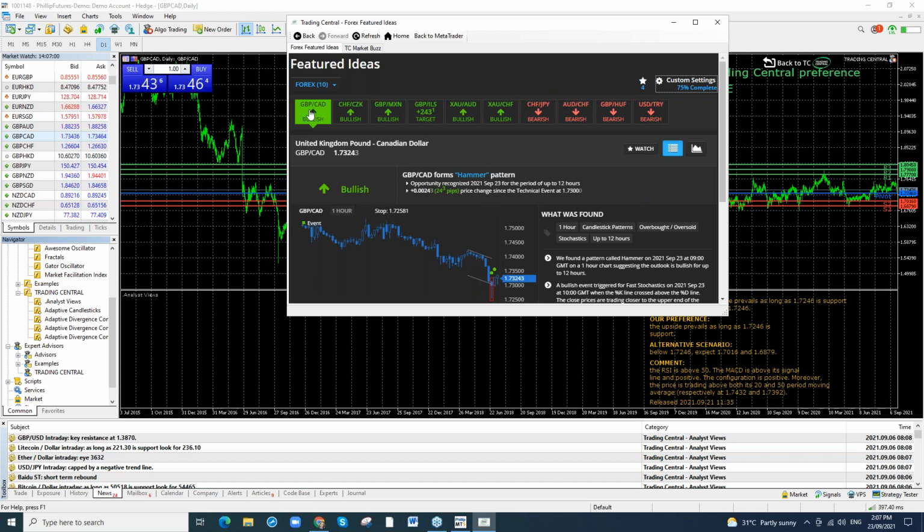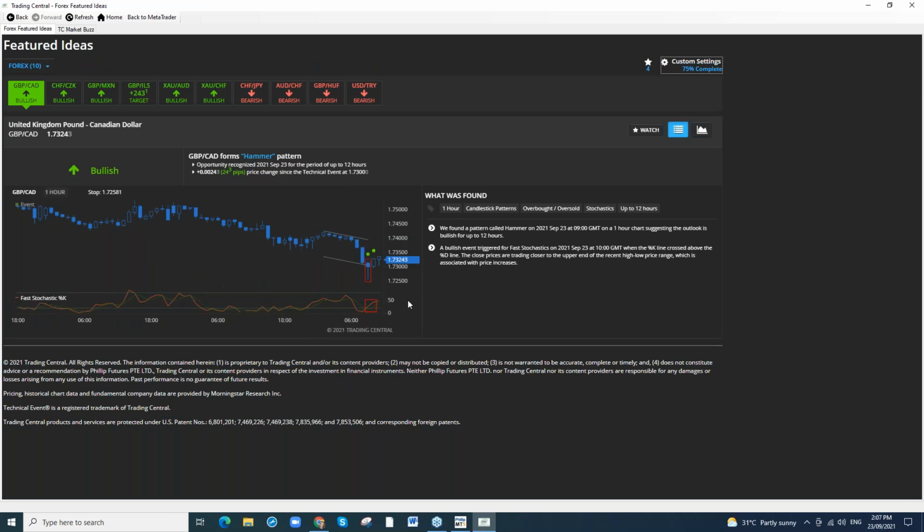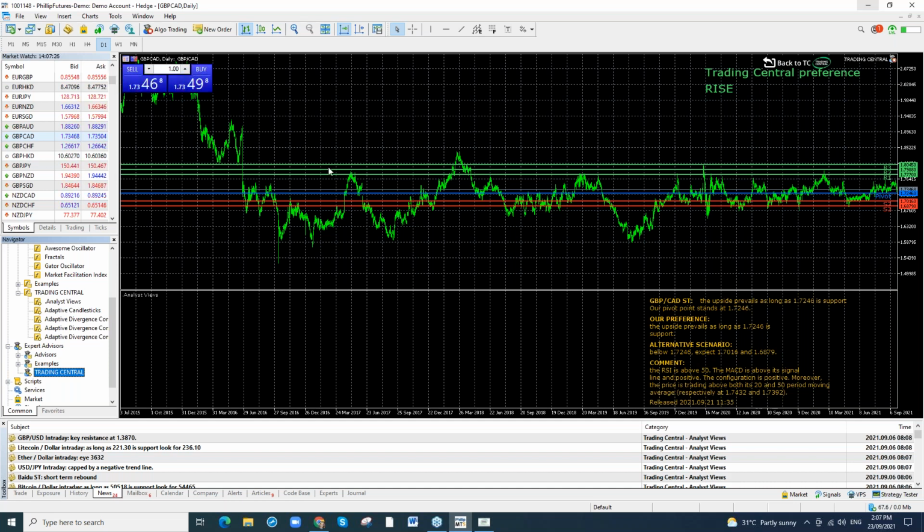And for example, you find the GBP CAD interesting, so you can get some more information about the technical events that were found on this particular forex pair. You have also some educational bits here. And for example, you are interested to trade this forex pair, so maybe you can also double check with the indicator what it says. So that one was bullish. Here our analysts also say that this pair is on a rise, so you have a double confirmation that this is actually quite a good opportunity for you to place a trade.